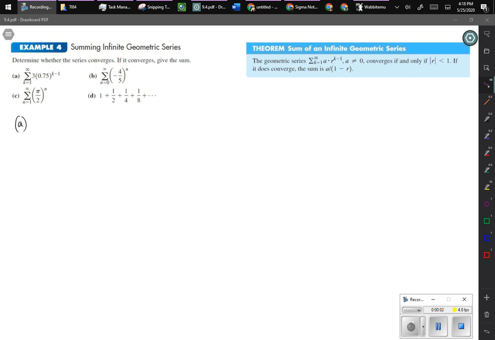Welcome to example 4 of 9.4. We're looking at the sum of an infinite geometric series. A couple of things to look at on the side. We have a geometric series defined here.